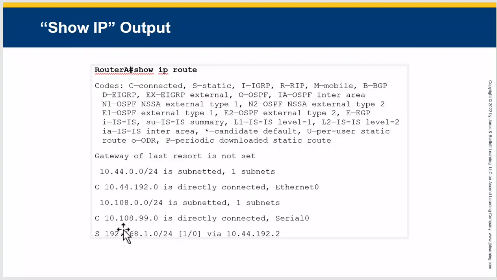And we also know about the 192.168.1 network. But in order to get to that network, we have to go out another router's port. So if we want to get to the 192.168.1.0 network, we don't have a direct connection to that, but we know about a router that does. And that router has an address of 10.44.192.2, which is a directly connected link to us.